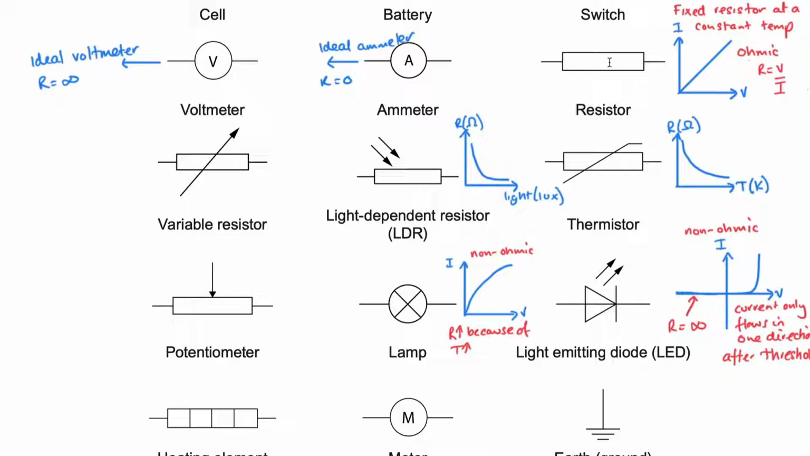Well, if we look at a fixed resistor here, the IV characteristic graph for a fixed resistor at a constant temperature is a nice straight line through the origin. So that tells us it's an ohmic conductor and R equals V over I.